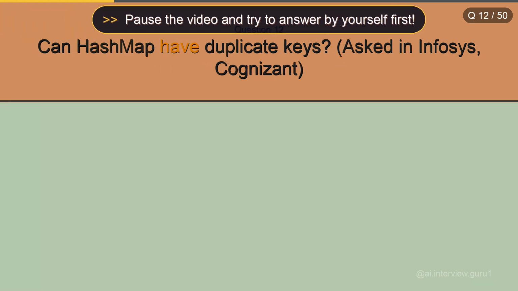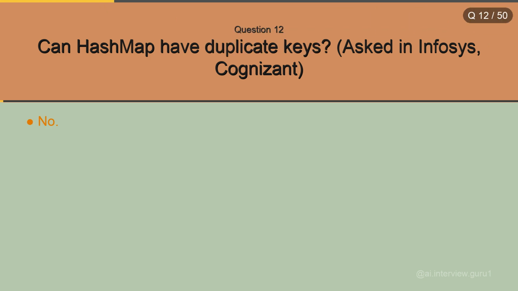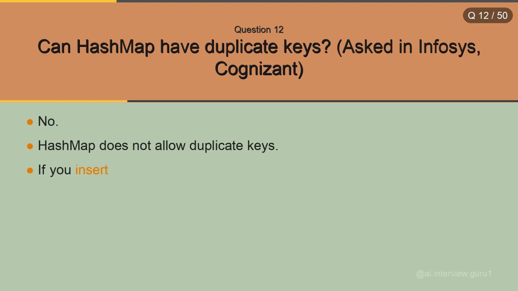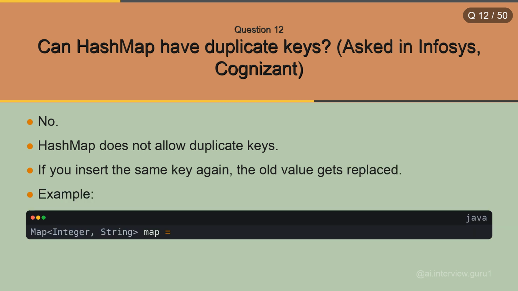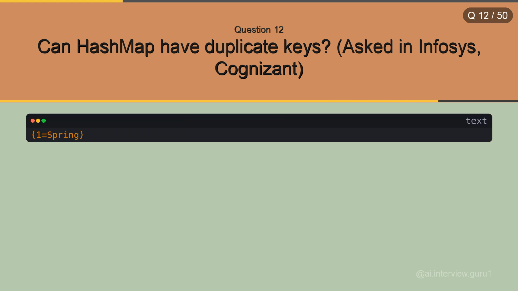Can HashMap have duplicate keys? No, HashMap does not allow duplicate keys. If you insert the same key again, the old value gets replaced. Example: Map<Integer, String> map = new HashMap<>(); map.put(...); System.out.println(map); output: 1=Spring.